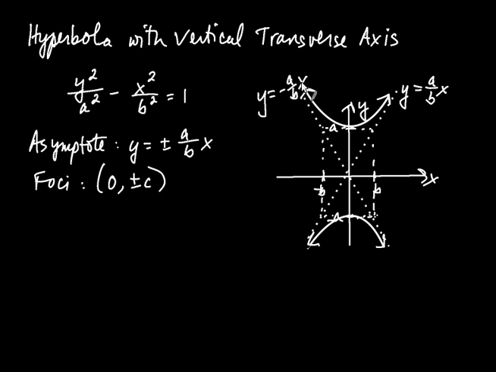So you might ask yourself, how do I know if I have a vertical transverse axis, like in this example, or a horizontal transverse axis? And the answer is it all depends upon what comes first, x or y. So if the y comes first, then you have y-intercepts, and if the x comes first, you have x-intercepts.